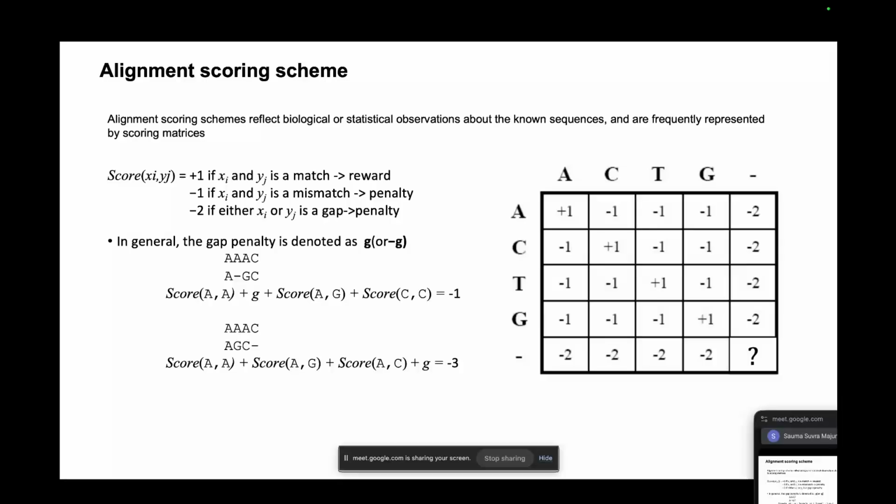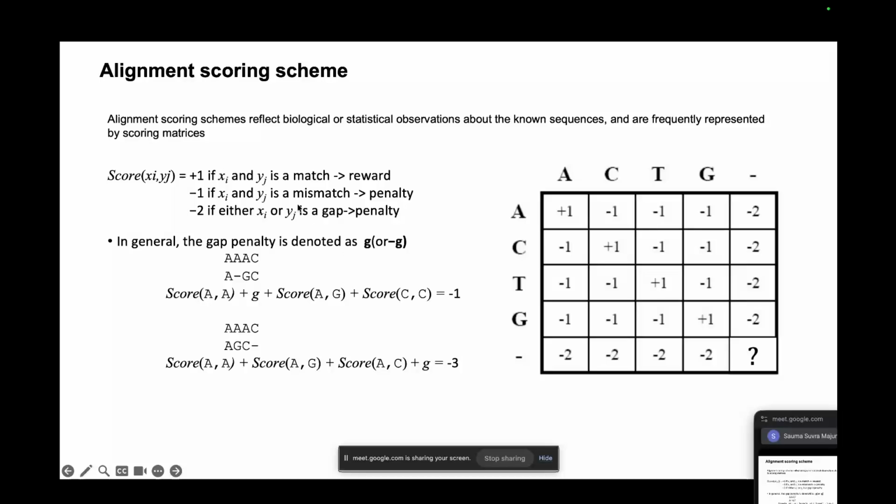Sorry, scoring matrix. Now, for example, these are two strings that you are matching: AAAC and AGC. What will be the best match? You can do multiple combinations. One will be introducing a gap here. The next would be introducing the gap at the end. So if you do the first, there is a match scored A comma A, then there is a gap, then there is a mismatch A comma G, and then there is again a match.